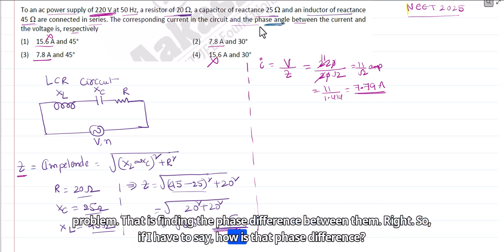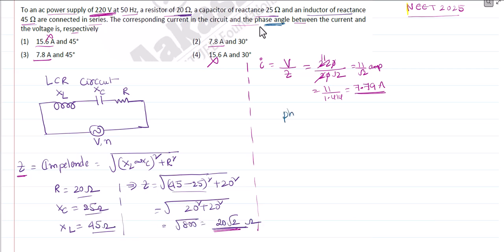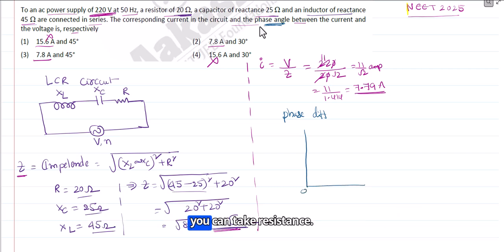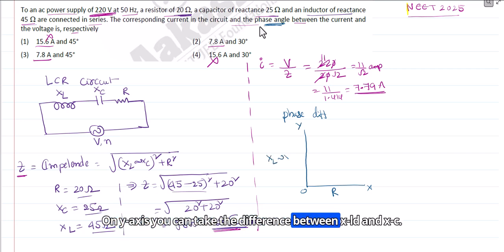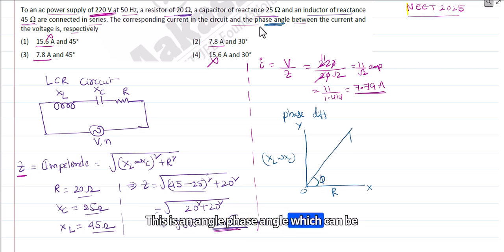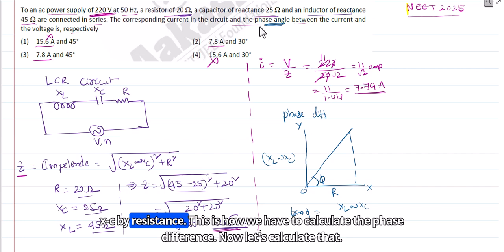So how does that phase difference need to be calculated? I can draw a little diagram for an LCR circuit. On the x-axis you can take resistance. On the y-axis you can take the difference between XL and XC, and this is the graph between them. This is an angle, the phase angle, which can be said as tan phi equals XL minus XC by resistance. This is how we have to calculate the phase difference. Now let's calculate that.